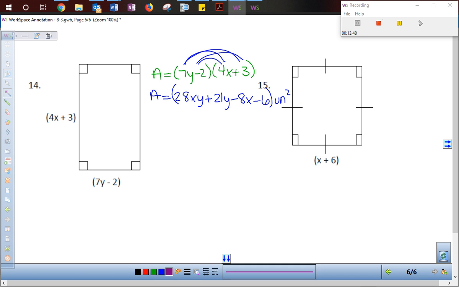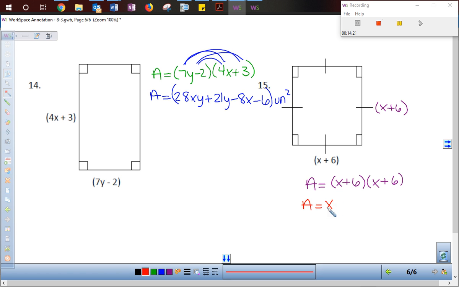On number 15, notice they gave us a square because all the side lengths are the same according to these tick marks. That means if this side is x plus 6, then this side has to be x plus 6. Well, that helps me because I can use that for my formula for a rectangle. Area equals length times width, so that means area is going to equal x plus 6 times x plus 6. Go ahead and pause the video and finish this one on your own.